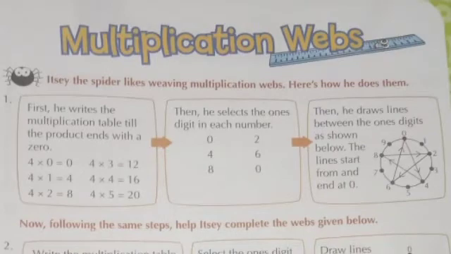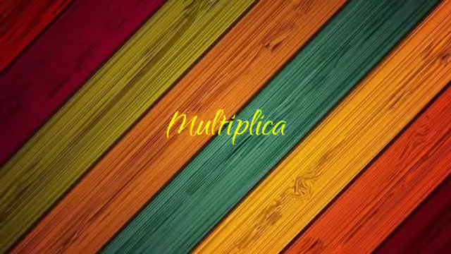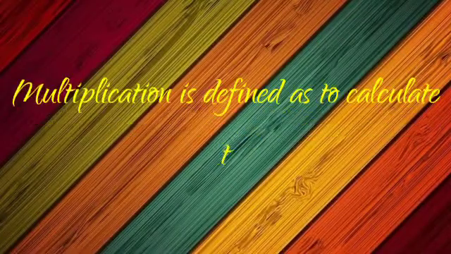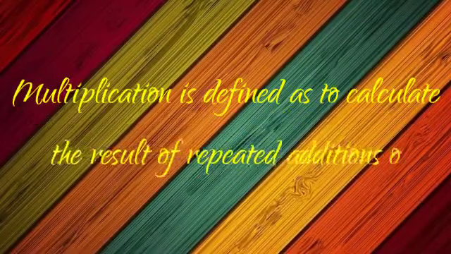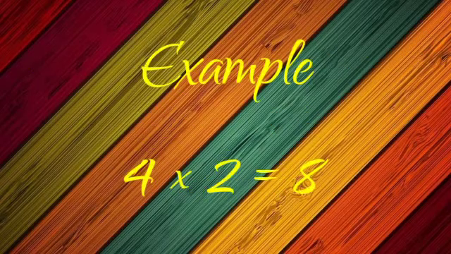Today I am going to teach multiplication. Lesson 12, multiplication verbs. What is multiplication? Multiplication is defined as to calculate the result of repeated additions of two numbers. Example, 4 2s are 8. 4 times 2 equals 8.